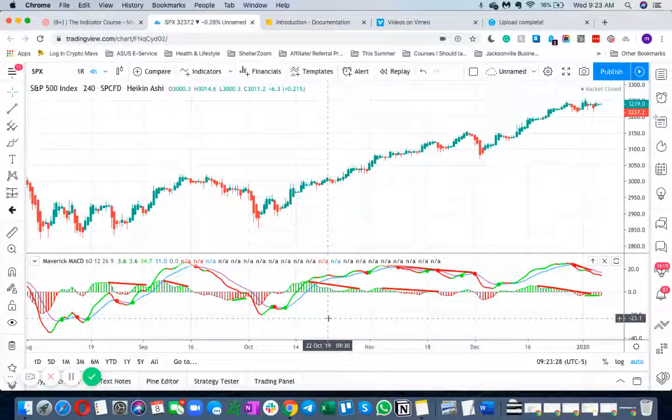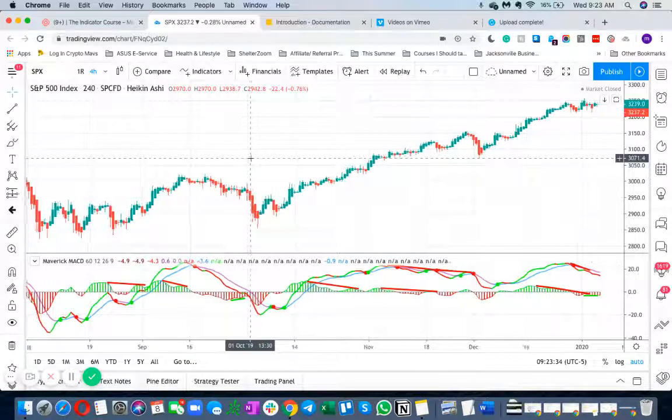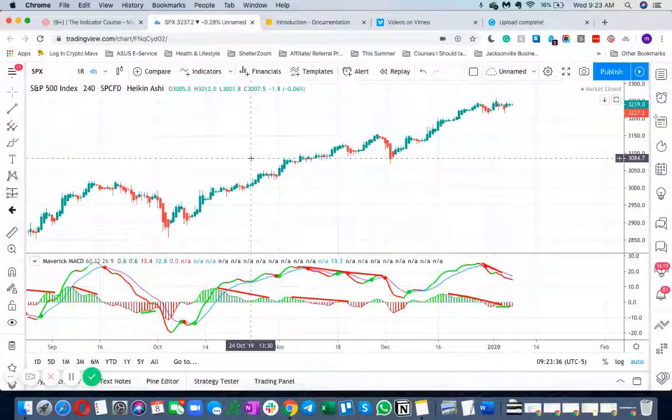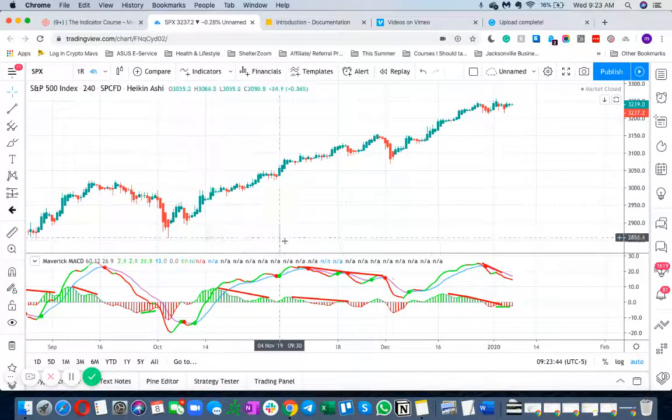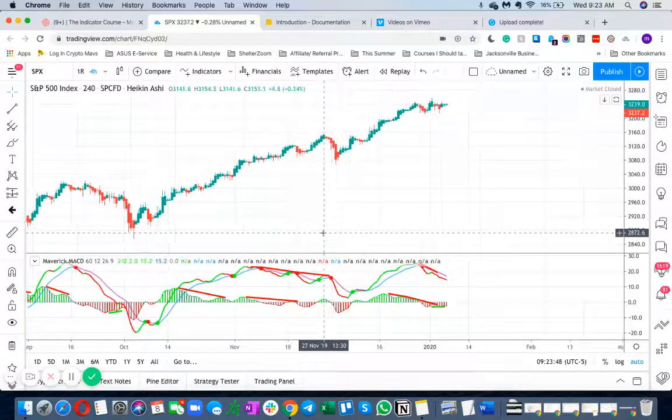So jumping right into the Maverick MACD. Once you add it to your chart, this is what it should look like by default. I know many of you have probably already used the MACD in your trading. It's one of the most popular indicators, and for good reason. It is very useful to see what's going on with price and where it might go in the future.